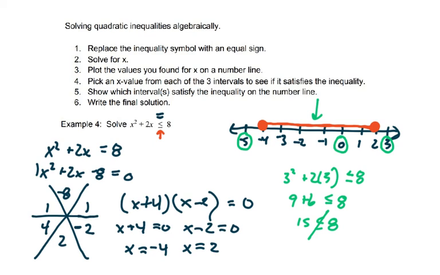It could happen that you shade the other ones. It could happen that you shade everywhere. But in this case, we only shaded in between because that was the only place that had a test point that worked. That is where we're going to leave things today.